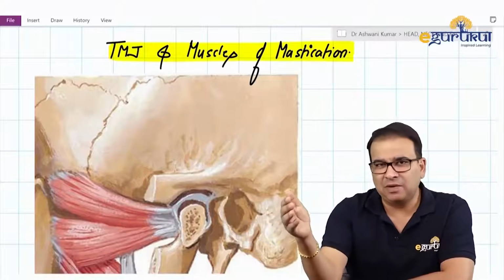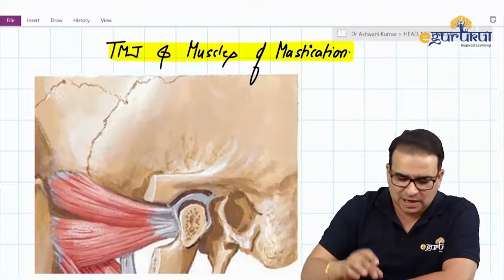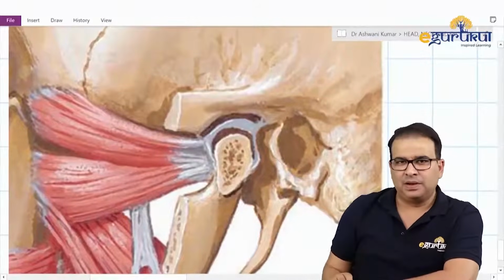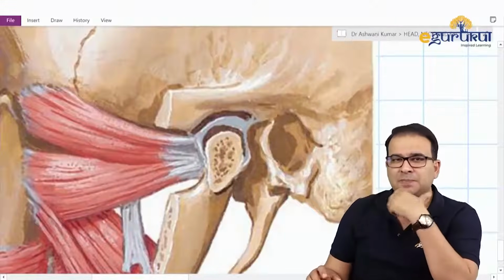And then in the last part, we will talk about which muscle is responsible for what movement. So let us start with the TMJ first. Let me use this picture to make you understand the articular surface of the temporomandibular joint.